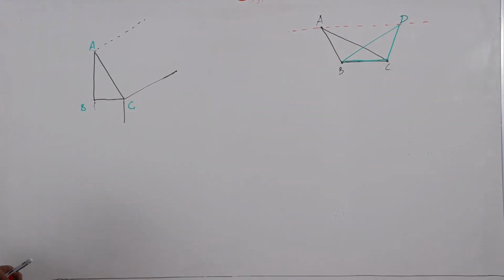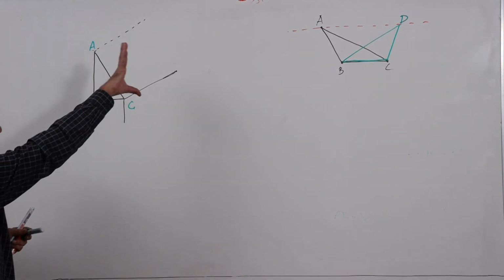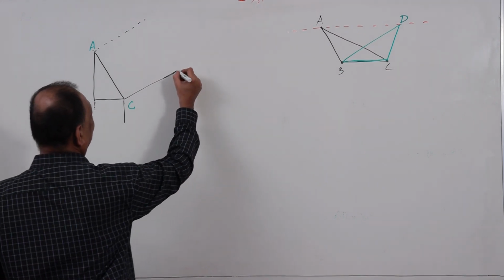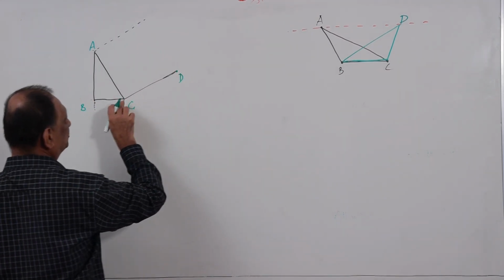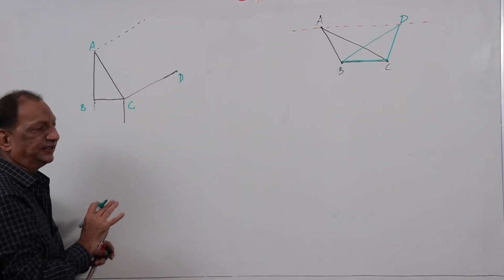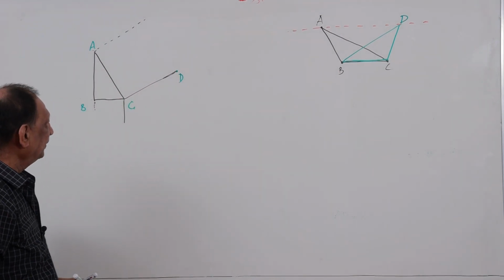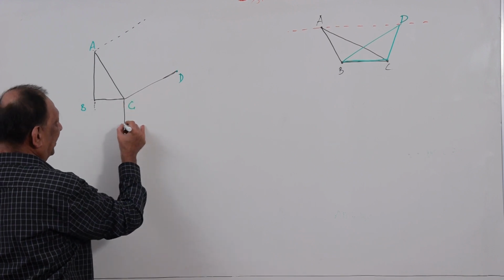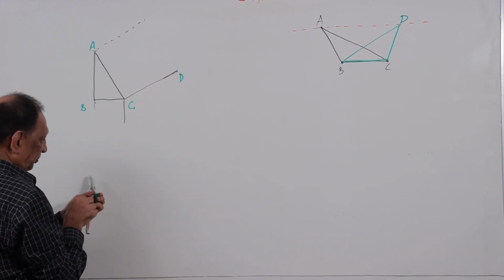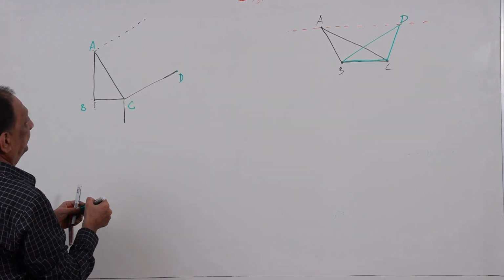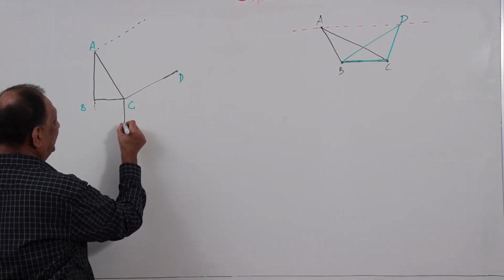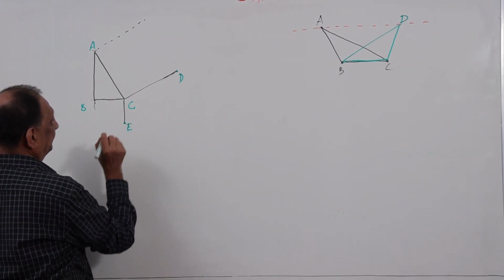Right. Now I have drawn part of the square on the hypotenuse. I have drawn a point, we'll call it D, which is perpendicular to AC and the same length as AC. AC equals CD. One line I have drawn. Similarly, from C I have drawn a line perpendicular to BC, and that is a point E. Correct.